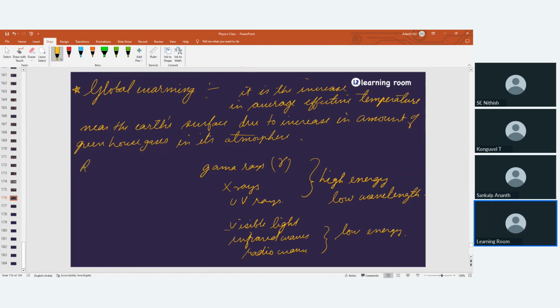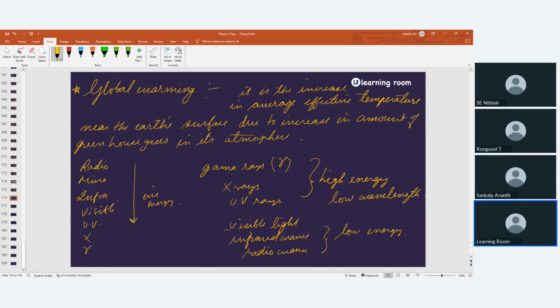So we have radio waves, then microwaves, then infrared rays, then visible, then UV, then X, then gamma. So this is the increasing energy order. Sir, are there many other rays other than these, right?